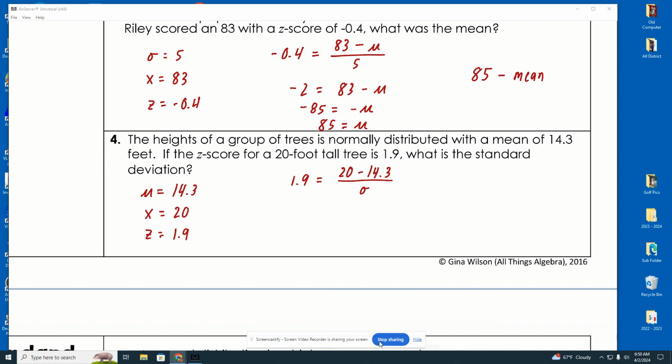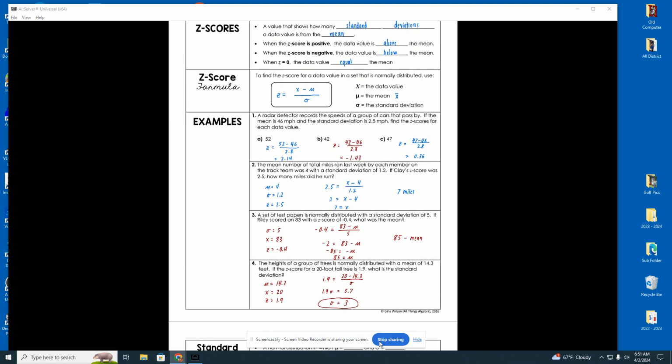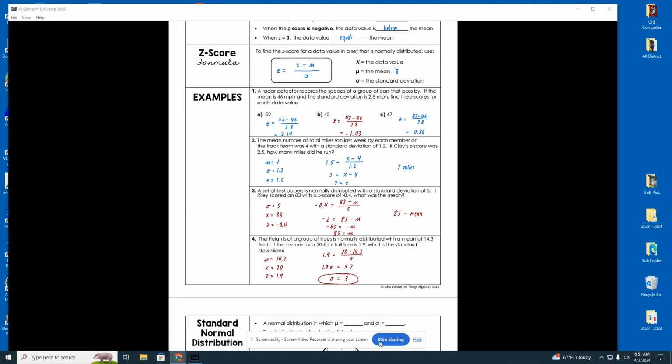Okay? So again, I'm going to just do a couple of steps here where maybe you guys would only use one. I'm going to multiply by standard deviation. So it's going to be 1.9 times standard deviation will equal 20 minus 14.3, which is what? Is that 5.7? And then we're going to now divide by the 1.9, and that will leave standard deviation alone, and that is 3. So my standard deviation is 3. So that's it. That's all there is to it. Okay. Pretty simple. I believe you guys will have no problem with these.